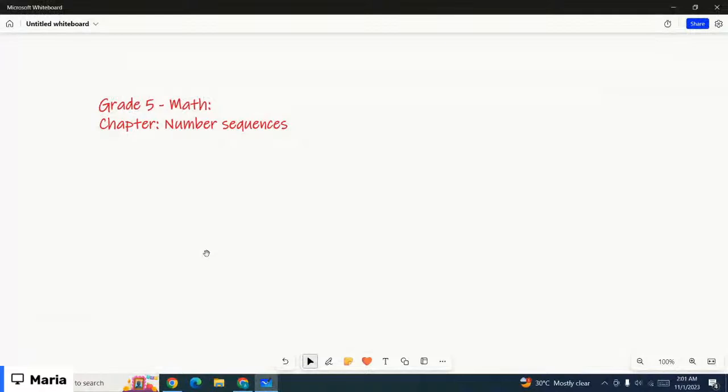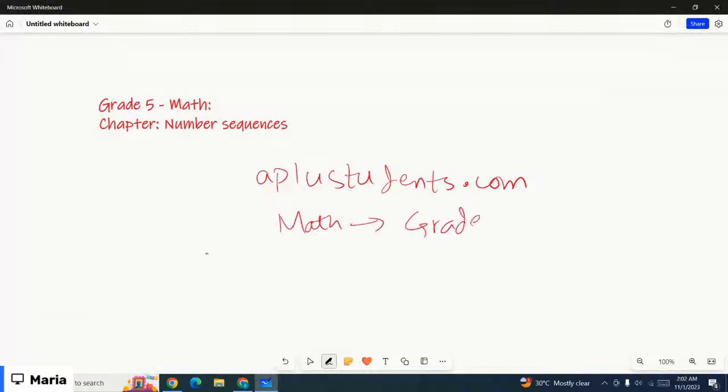We are here for grade 5 math. You can find all the lessons on aplusstudents.com. You have to log in there using your email address, and the password is provided by the administrator. Then you have to select math from the subject tab, scroll down to grade 5 and then click on view all lessons. So there you can find a list of the chapters.